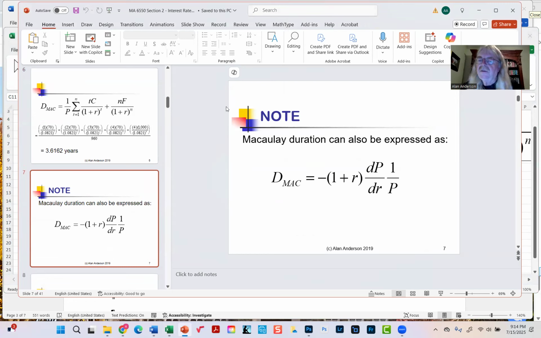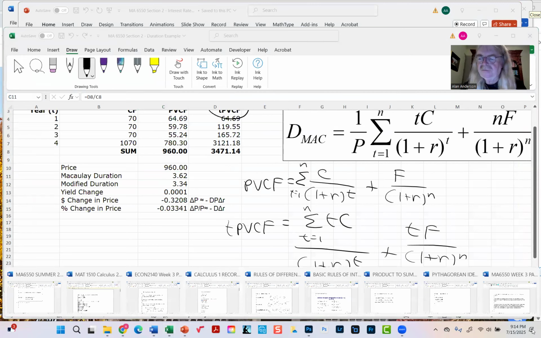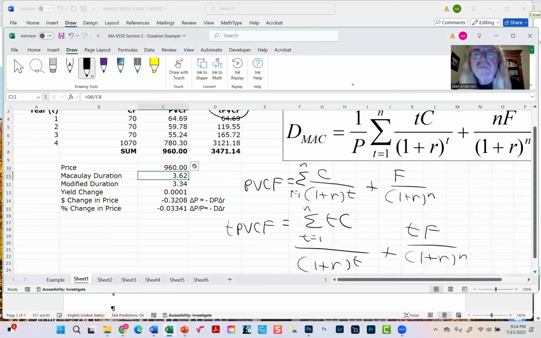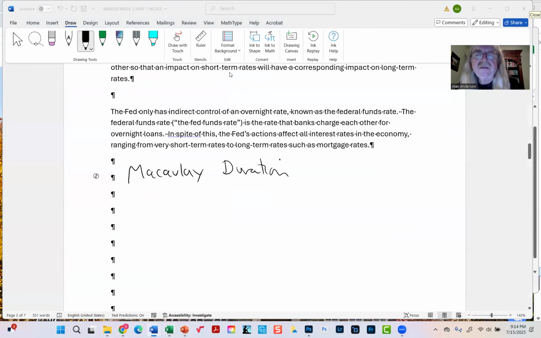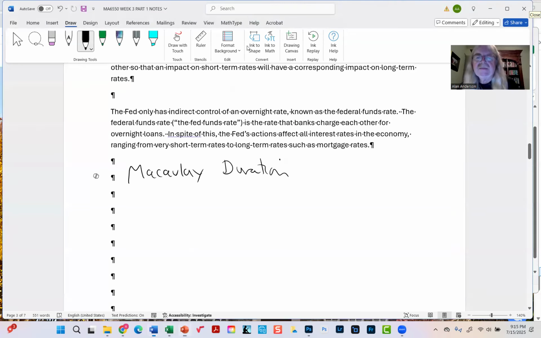If you already know the Macaulay duration, well, what you're seeing here is a clue. Let me put this into the notes real fast so you can see the connection. You can think of it equivalently as negative (1 plus R, where R is the yield) times dP/dR times 1/P. Okay.